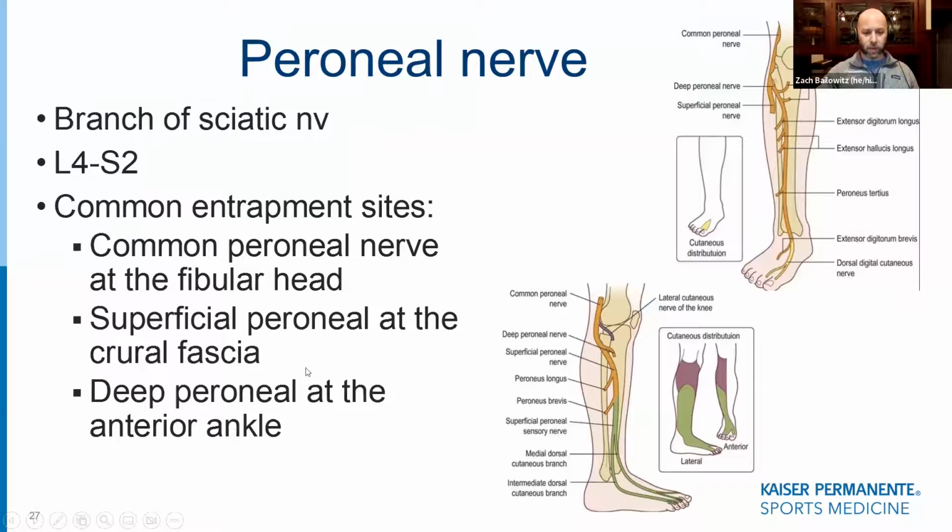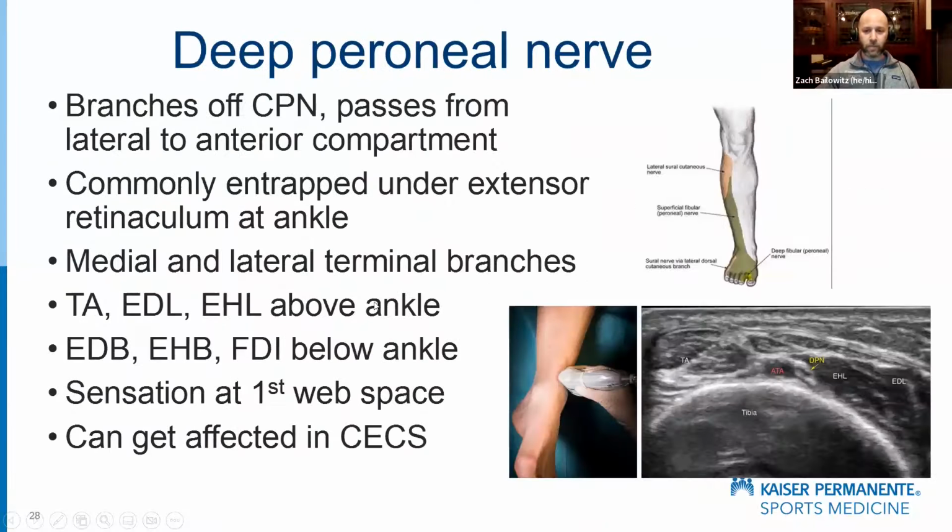And the deep peroneal nerve can get entrapped at the anterior ankle, not just in the case that we're seeing, but also sometimes in patients without a traumatic history, underneath the retinaculum at the anterior ankle. The deep peroneal nerve specifically branches off the common peroneal nerve, typically right around that fibular neck. And it's an interesting nerve because it typically runs initially in the lateral compartment, but then it passes into the anterior compartment. And that's important to know when you're thinking about chronic exertional compartment syndrome.